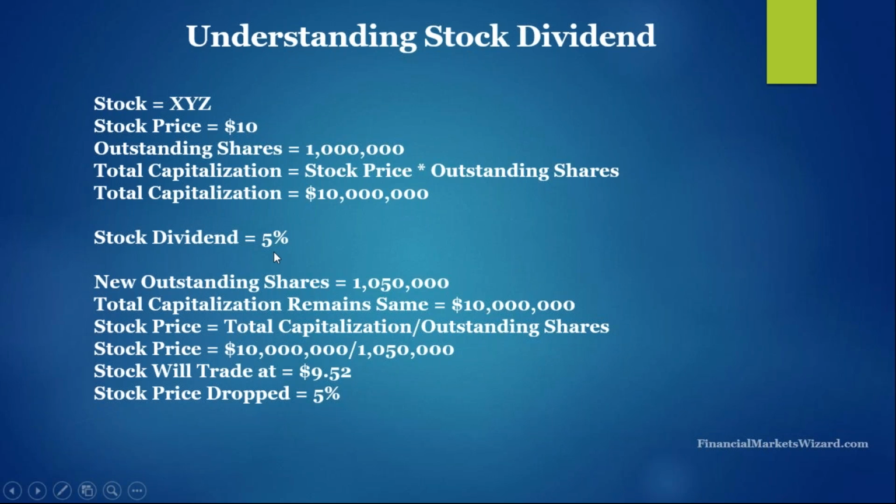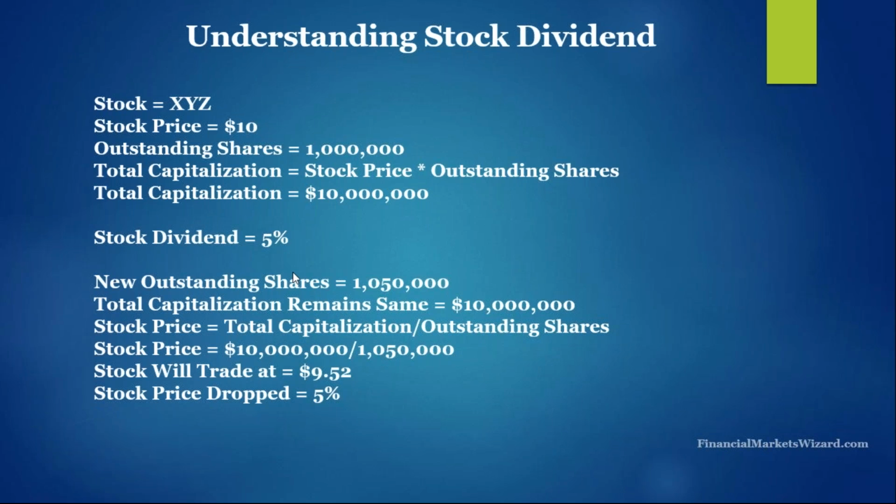Now they declare a 5% stock dividend. When they declare a 5% stock dividend, it means 1 million shares will become 1,050,000 shares. But it doesn't mean the value of the company is going up. The value of the company remains the same. It's just dilution that takes place. In other words, more shares out there. So in order for this capitalization to remain constant at 10 million, the 10 million will be divided by the new number of shares, which is 1,050,000.